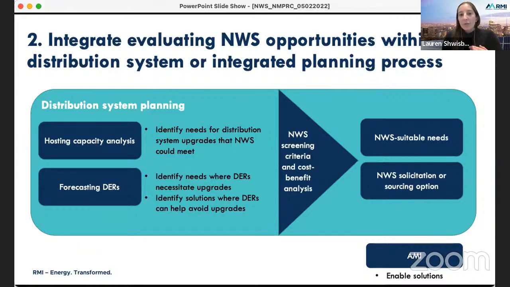Data such as DER forecasts and hosting capacity help to identify where there are opportunities. Then typically the utility uses a set of screening criteria to narrow the list of major capital projects to ones that they think are best suited for non-wire solutions. Then those projects are analyzed. Often, several states have used a cost benefit analysis framework to compare the cost of the traditional solution to a non-wire solution.